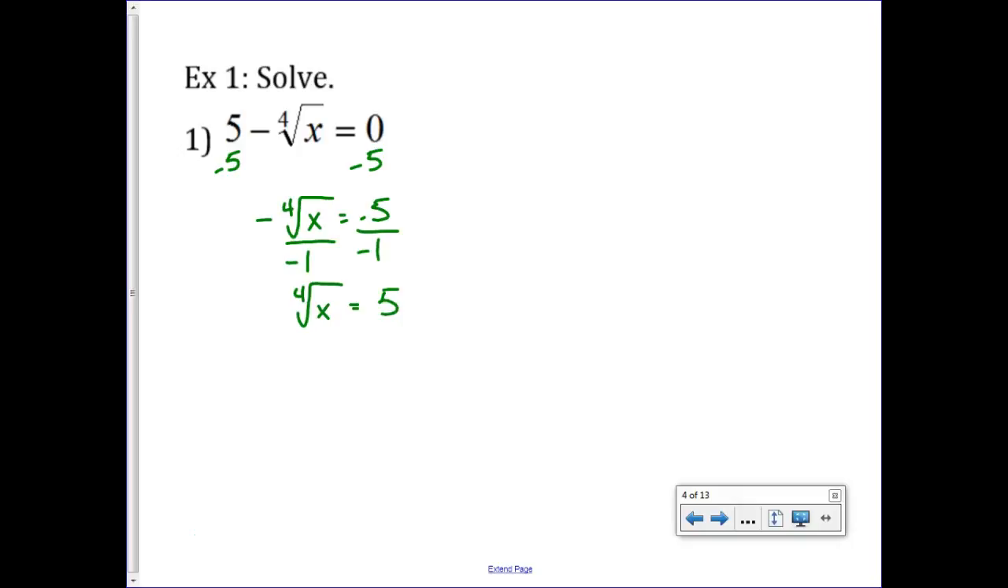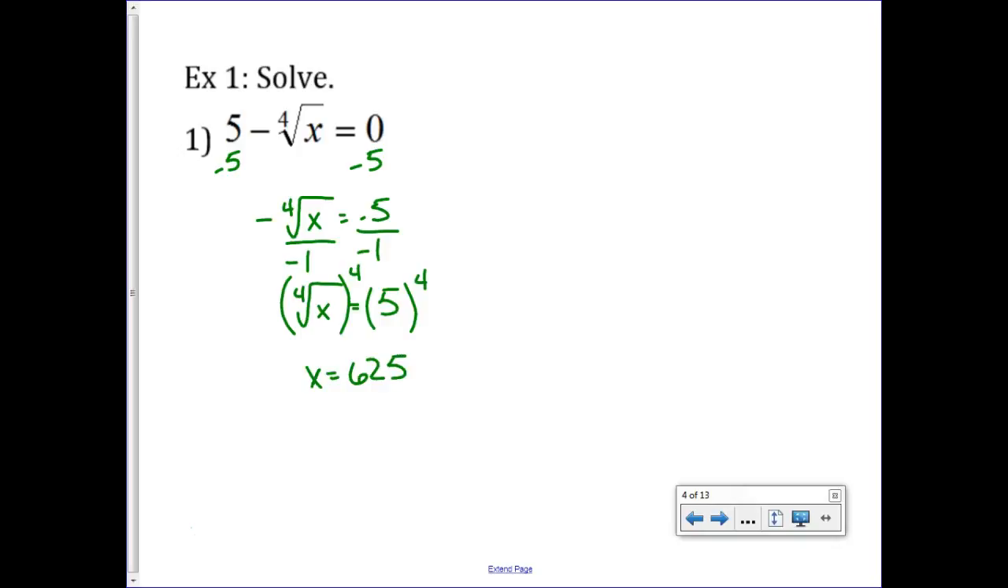Now, the inverse, the opposite of the 4th root, is raising it to the 4th power. So I'm taking it to the 4th power here. So 5 to the 4th then is 625. So x equals 625.